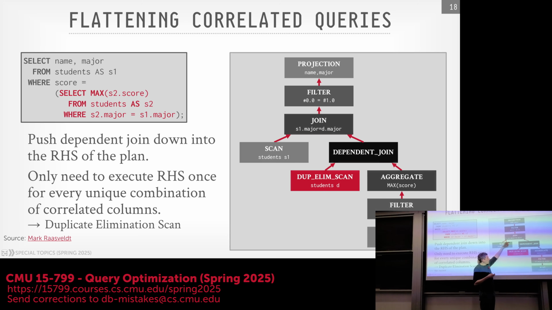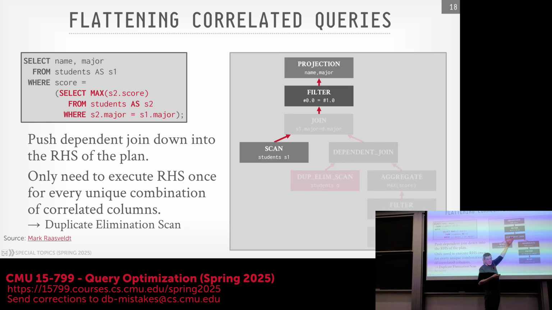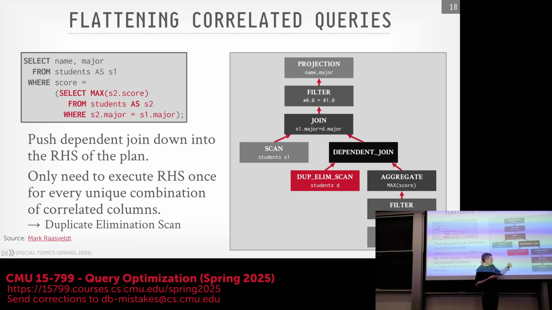So we're going to add a join up here, and that's just going to be looking at the major from the scan operator on the student table, and then at the major that's coming out of this dependent join down below. So going back here, we moved the dependent join down by one, and then the filter operator came to the top and was converted into an inner join. We still have the filter down below over here.